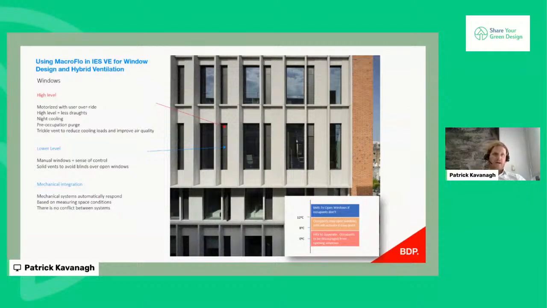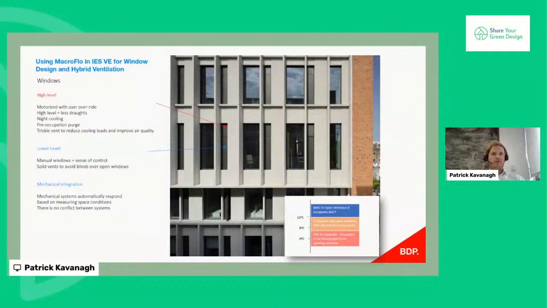At lower level, we have manual windows which give occupants a sense of control. Again, from post-occupancy surveys, we found that if you automate everything and take that control away from occupants, they tend not to like it and push back against it. And as I said before, the solid vents avoid blinds over open windows.